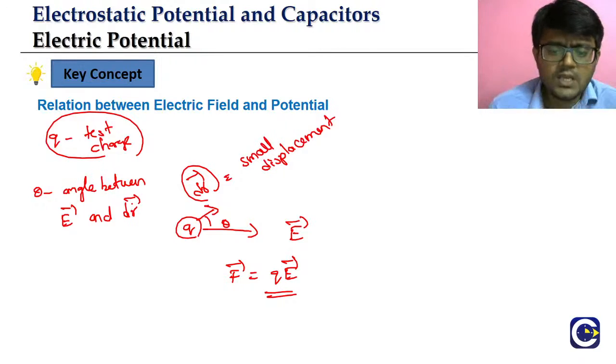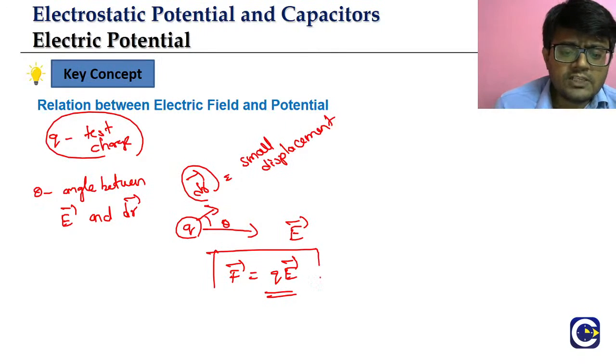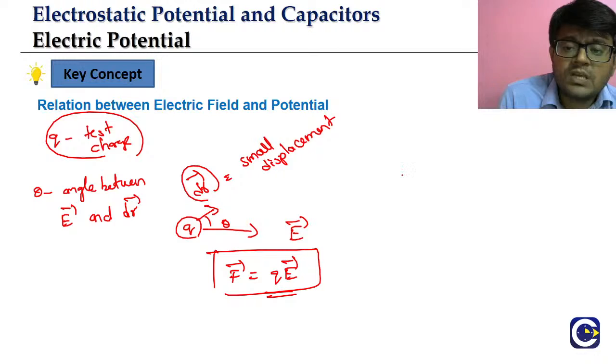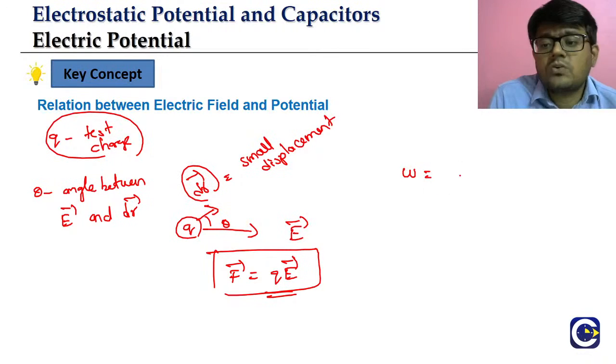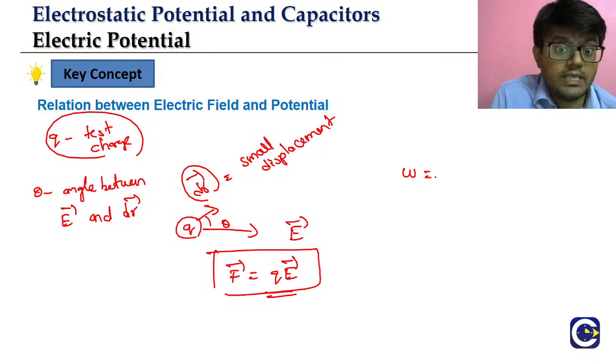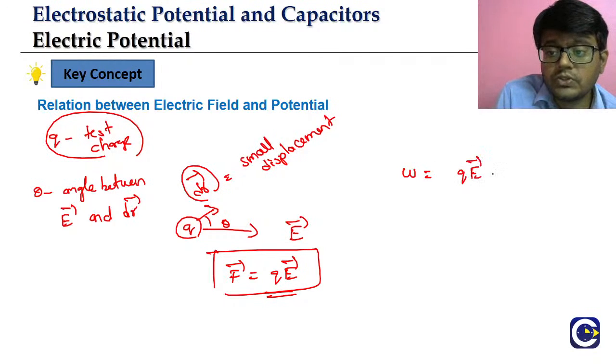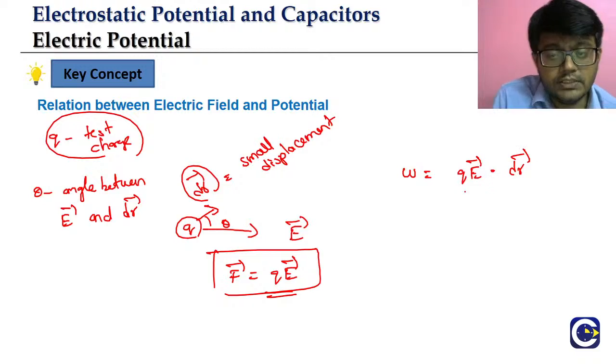Now look, for this small displacement, what is the work done by the electrostatic force? It will be force dot displacement. What is the work done by the electrostatic force? Force dot displacement, which means what?